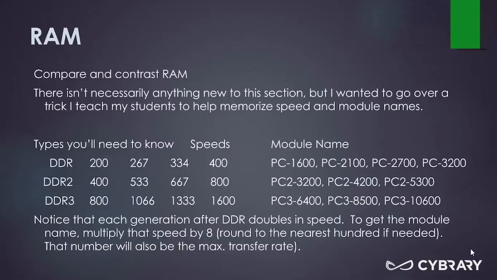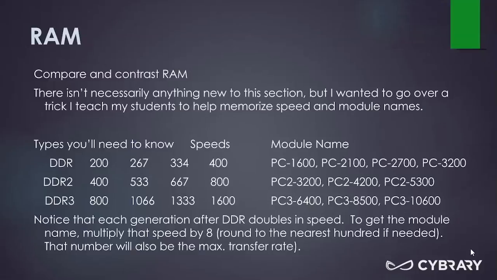Okay, next section, we need to compare and contrast RAM. In the 901, there isn't anything particularly new to the section. I do want to go over a trick, though, that I teach my students to help memorize speed and module names. One of the things you'll need to know, or can be tested on, is the speeds that each generation of DDR RAM comes in, and also the module name.